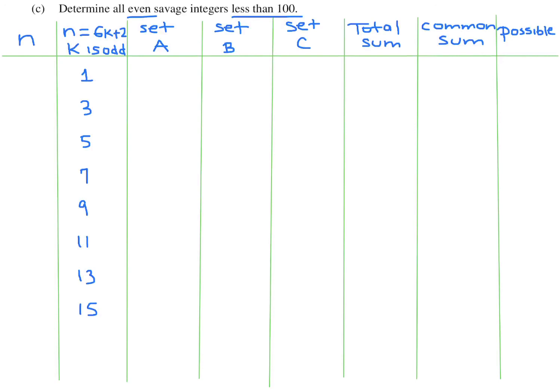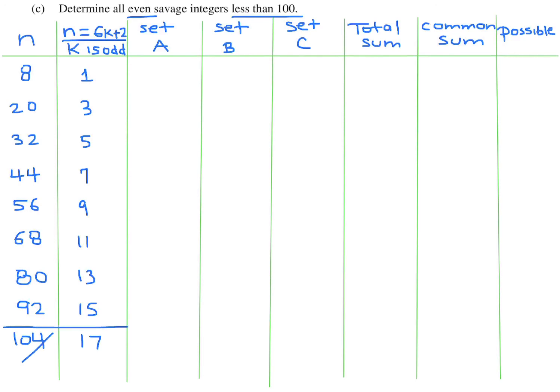So just based on this formula right here, if k is equal to 1, this will be 8. This will be 20, this will be 32, 44, 56, 68, 80, and 92. Right. And then if you make k 17, it'll be greater than 100. It'll be 104, so we don't want that. We don't need that one. Okay, so we got 1, 2, 3, 4, 5, 6, 7, 8. 8 possibilities, right? Okay.